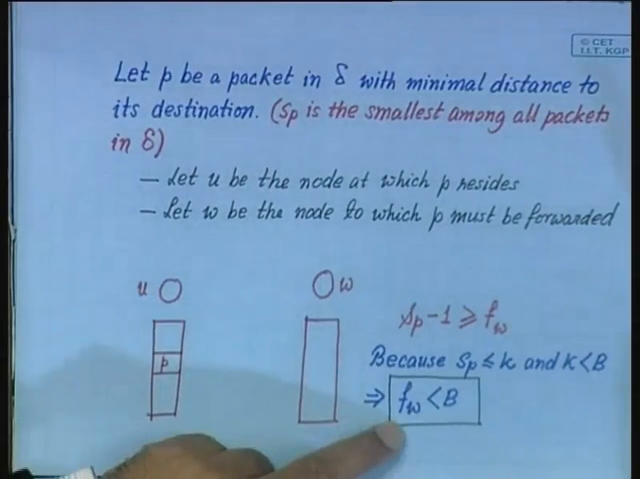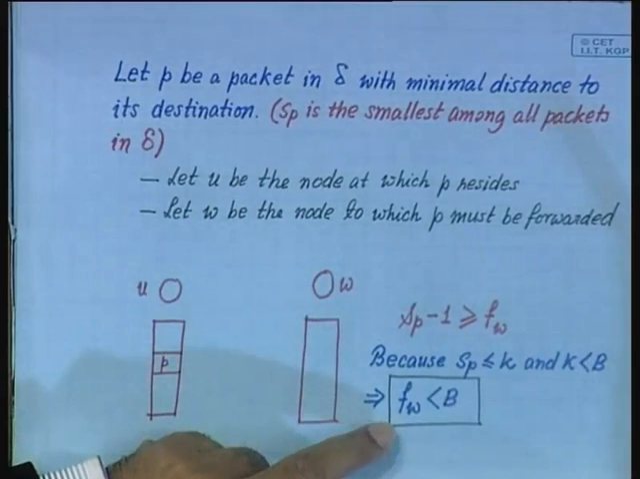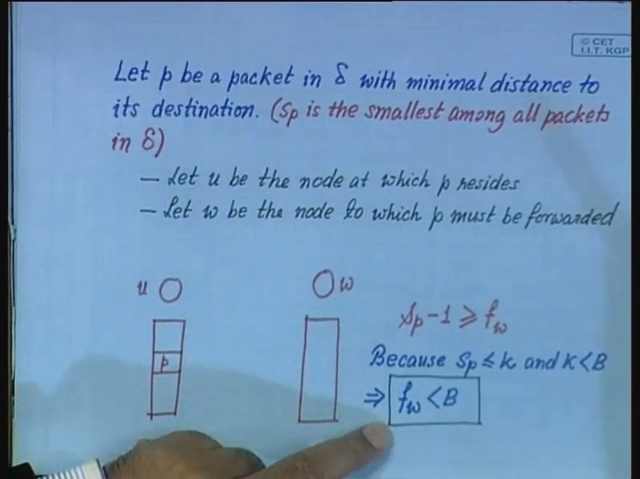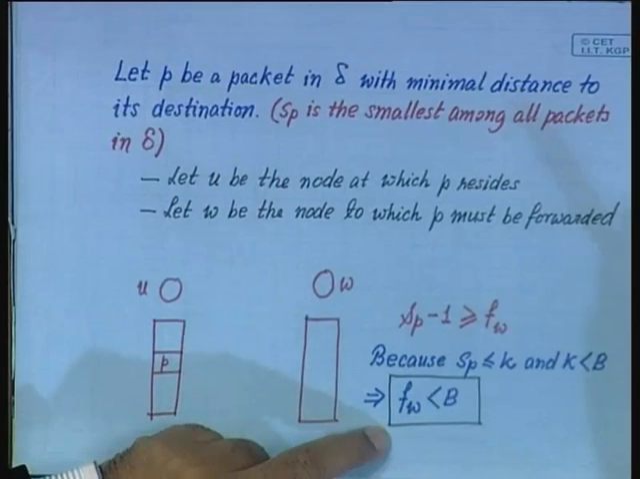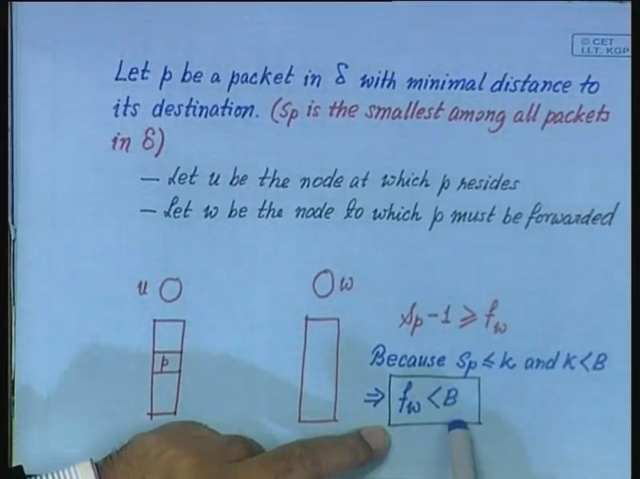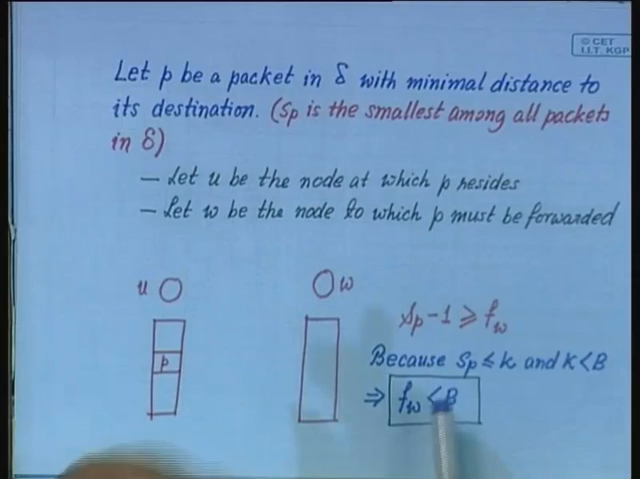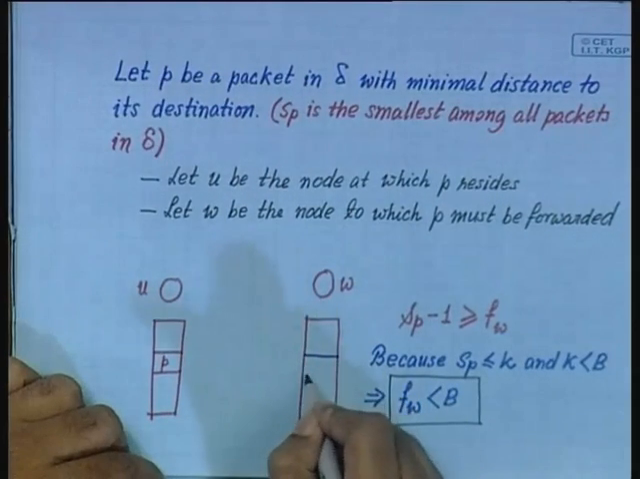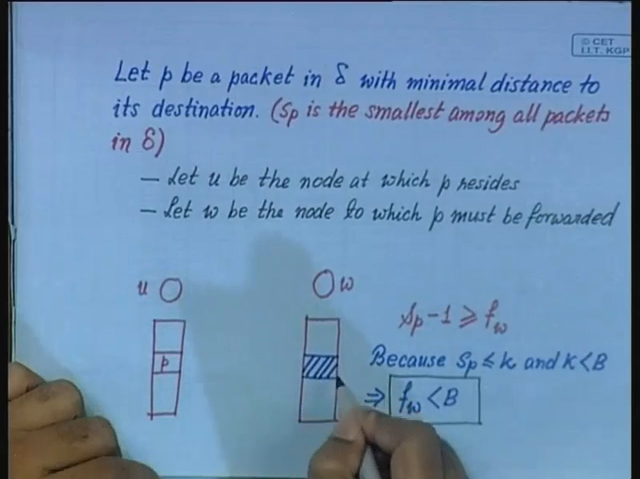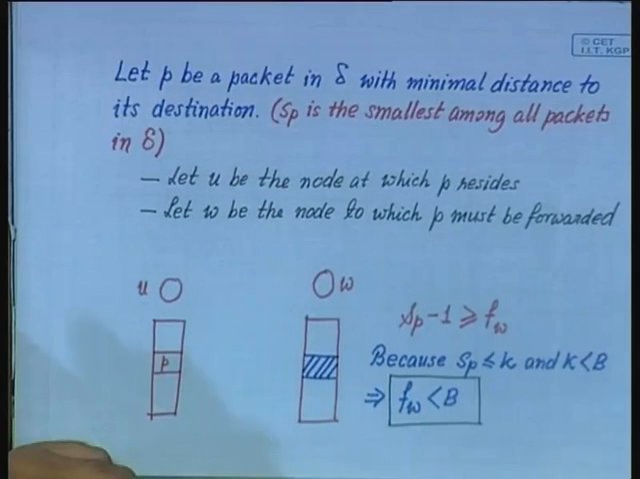Now, what does this mean? This means that in the configuration delta, there is at least one packet residing in W, because FW less than B means what? The number of free buffers is less than B. That means there is some packet sitting in one of these buffers. That means that there is some buffer here which is occupied, maybe one, maybe more, but non-zero. Okay.